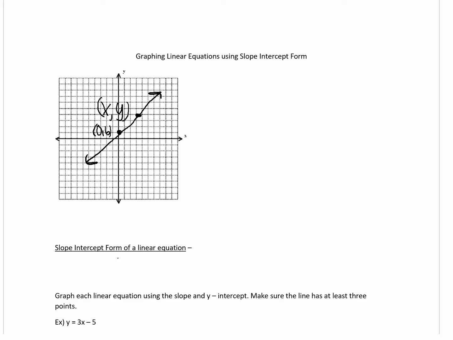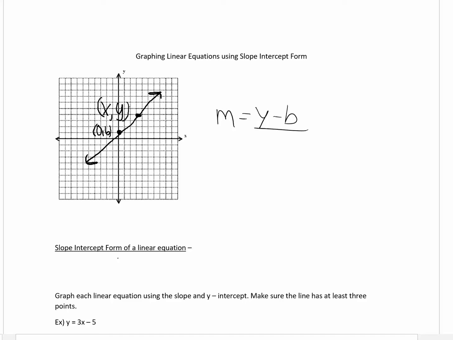In this video, we're going to talk about graphing linear equations using slope-intercept form. So I've graphed a general line here with the y-intercept labeled as (0, b) and a general point that is on the line (x, y). So now I want to be able to calculate the slope between those 2 points. Well, remember, the slope is the change in y over the change in x.